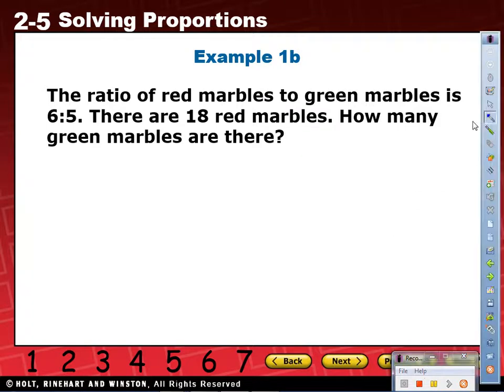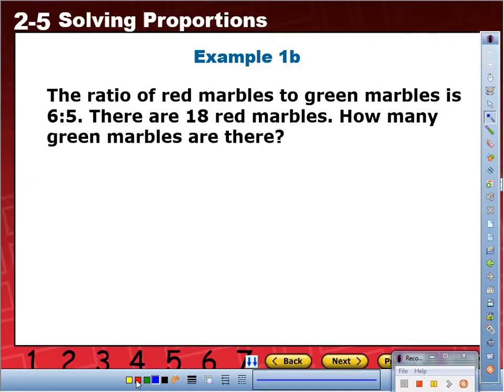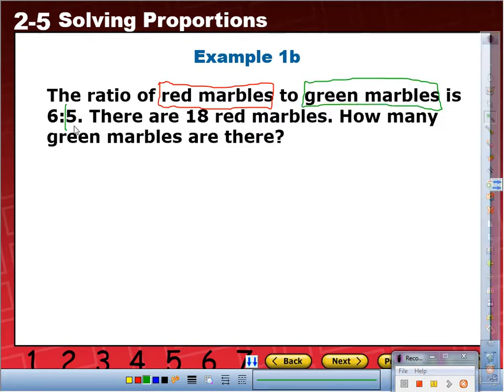Okay, let's see. So you wrote, well, first of all, I hope you box red marbles with red and green marbles with green. Okay, so therefore the 5 belongs to the green, the 6 belongs to the red. Is that correct? And then you wrote 6 over 5 equals 18 over x.